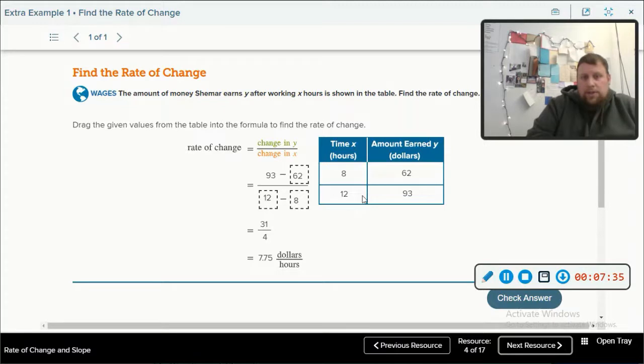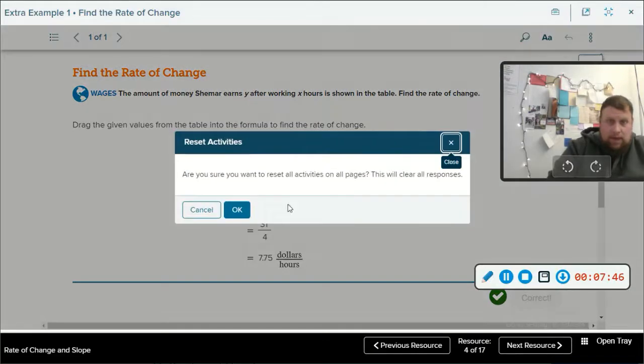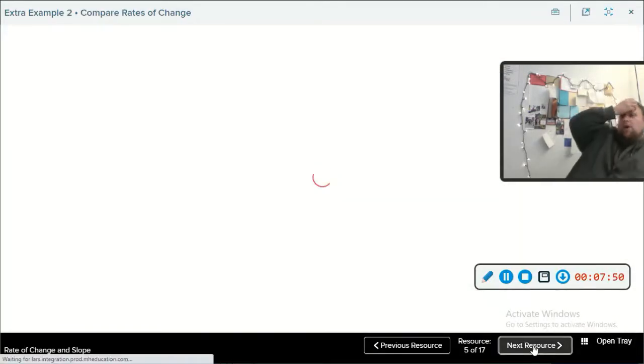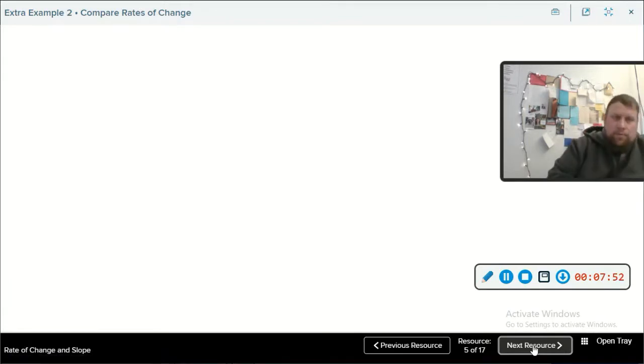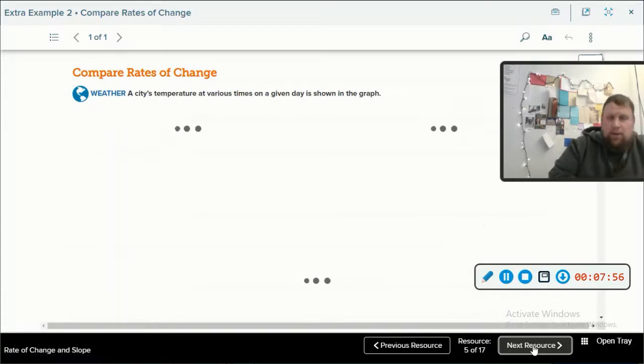And that's how much she is earning. We can check it. Check, check. Yay, we did it right. I always have to reset it, though, because if I don't, when I teach it live, I forget. Okay, these aren't meant to be long slides, just to go through them and show you what we're doing. So now we want to compare rates of change.